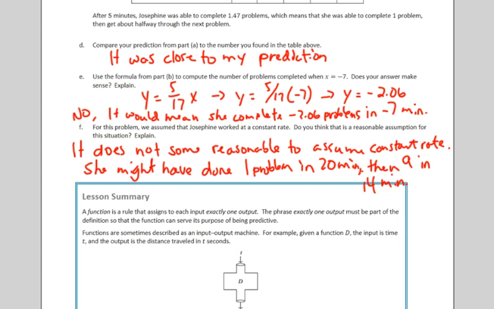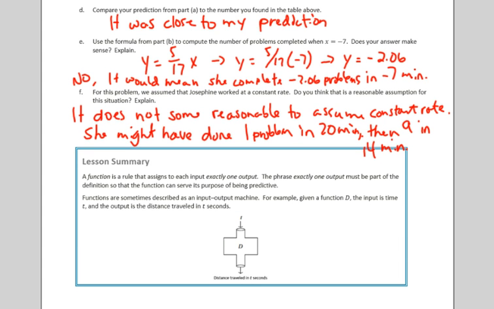Keep in mind the little box here, a function is a rule that assigns to each input exactly one output. So this is kind of like my machine. I input something and I get something out of it. Every input gives me the same output if it's a function.